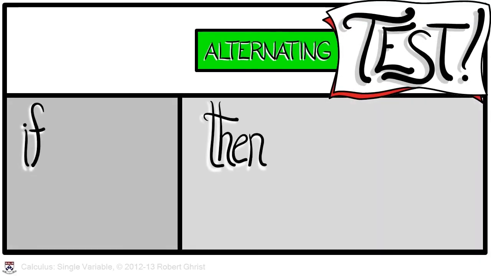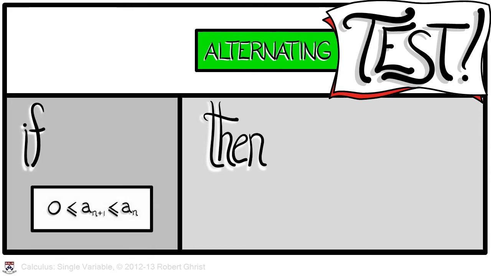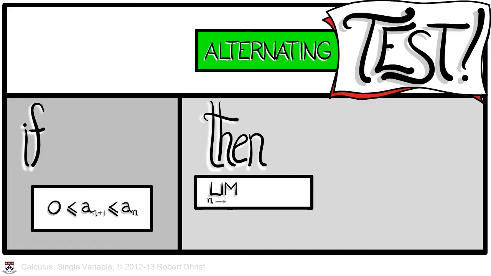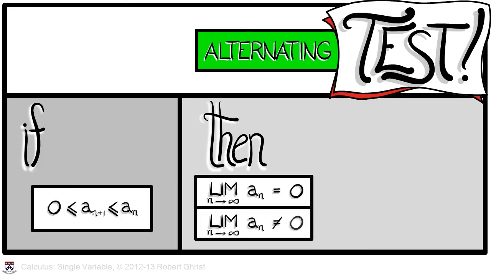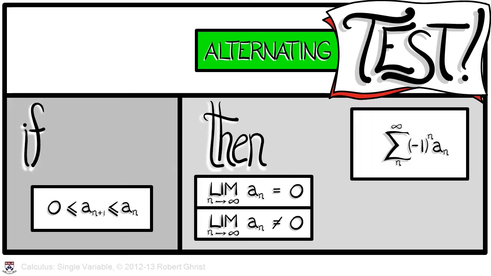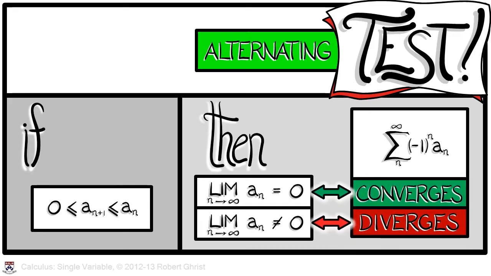Let's do one last test, the alternating series test. It begins as follows. If we have a decreasing positive sequence, a sub n, then we're going to look at the limit of these terms, just as in the nth term test. The alternating series, sum over n, -1 to the n, a sub n, converges if and only if the limit is 0, and it diverges if and only if the limit is non-zero. This is in contradistinction to the nth term test, which was not if and only if.